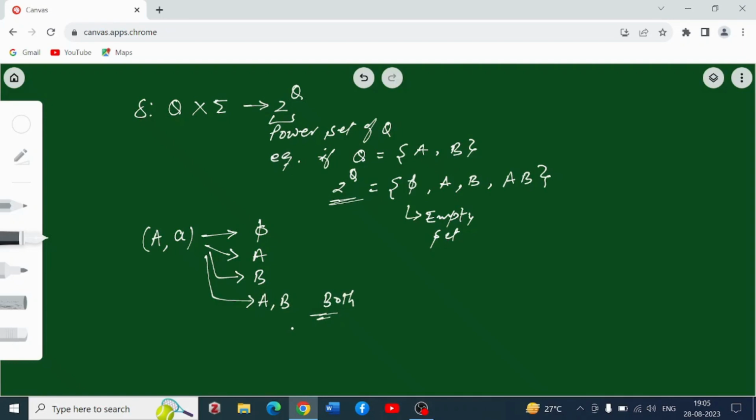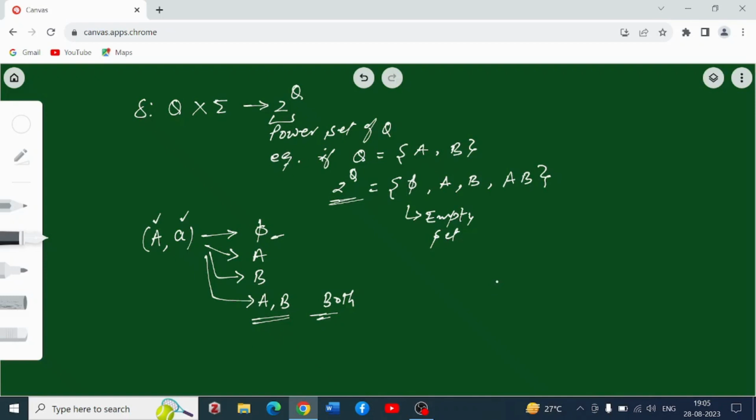So in case of the transition function of NFA, for a particular state and a particular input, the transition may go to nowhere, that is, it is not defined, or it can go to more than one state. Let's see it with the help of an example.